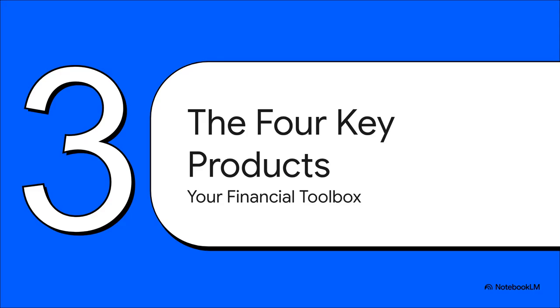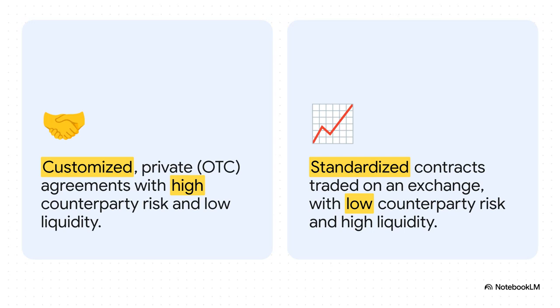Okay, now we get to the really fun part. Let's open up the financial toolbox and look at the four main types of derivative products. Seriously, think of them just like that. 4 different tools, and each one is designed for a very specific job. First up, we've got forwards and futures. Now, at their core, they do the same thing. They're both agreements to buy or sell something at a future date for a price you lock in today. But, as you can see, how they're structured is a world of difference.